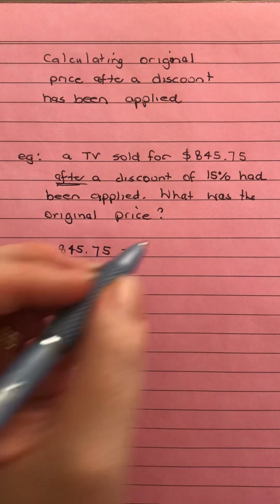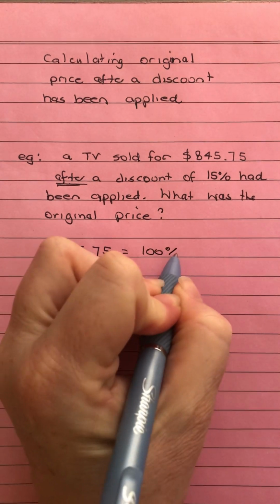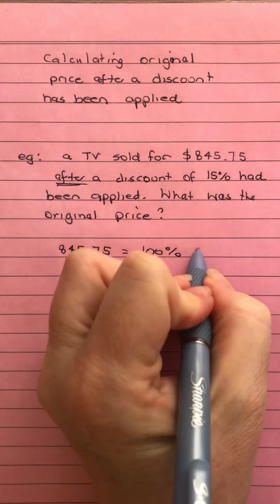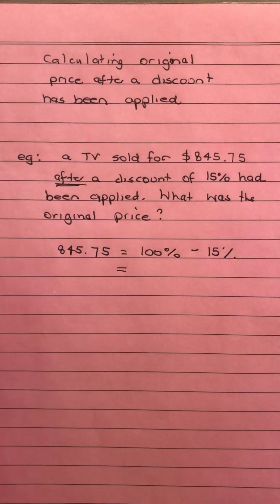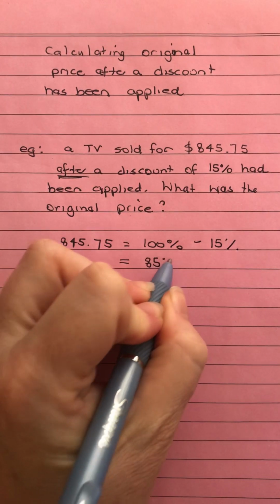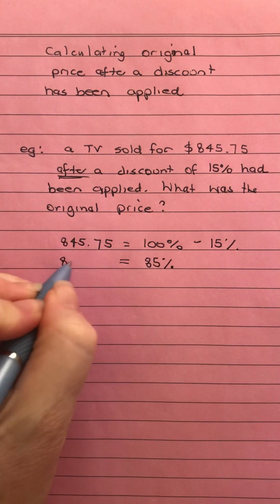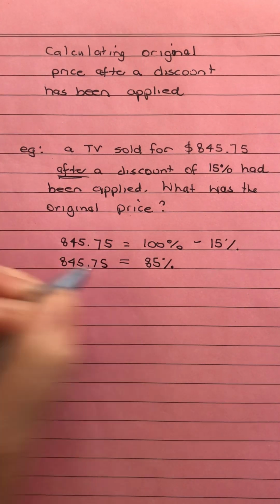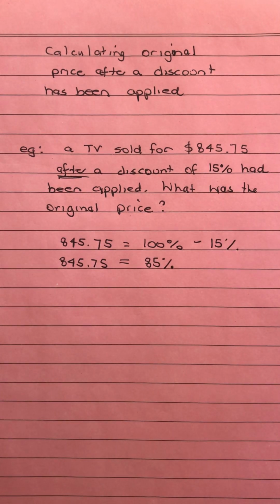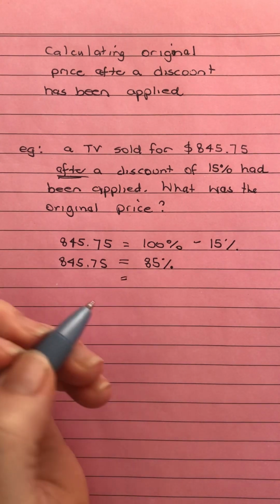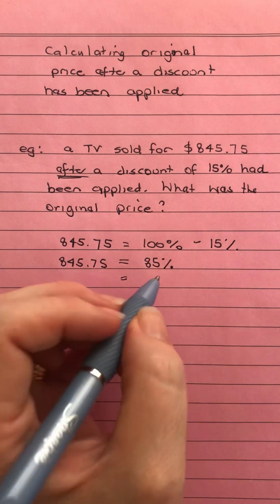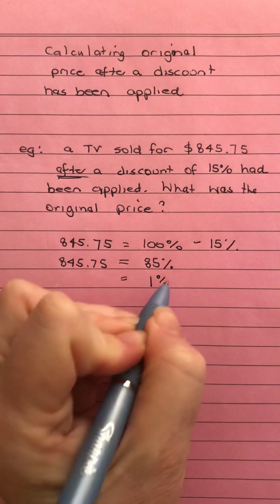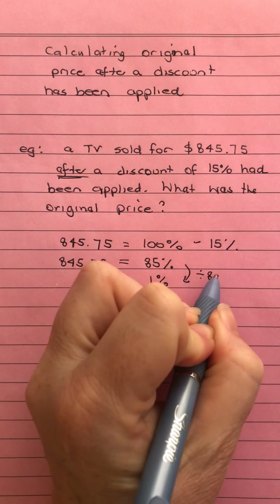Now the original price is always going to be 100% of your cost, and you're taking 15% away. Now, if you've taken 15% off, then you're left with 85%. So if you know that $845.75 is 85% of the cost, an easy way that you can get back to the original is what we call the unitary method. So we find out what 1% is and then go back to 100. So 1% you would have to divide by 85.